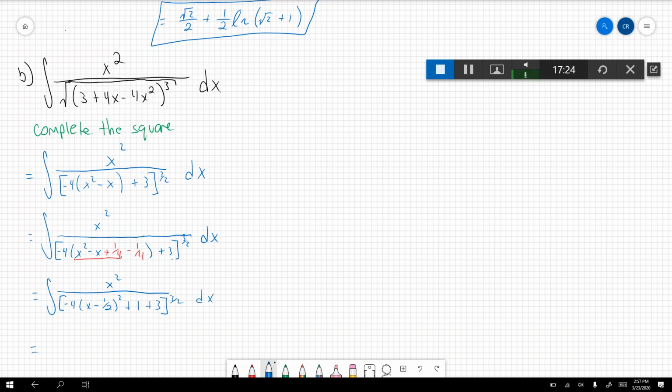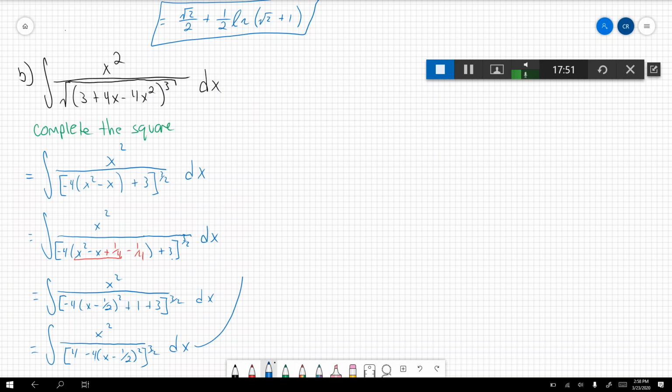All right, let's keep working with this. Now, with this whole process, this is really nice now, because I want you to look at this. This is now going to be, let me rewrite this, 4 minus 4 times x minus 1/2 to the power of 1/2, and this is all raised to the power of 3/2. And that's all dx.